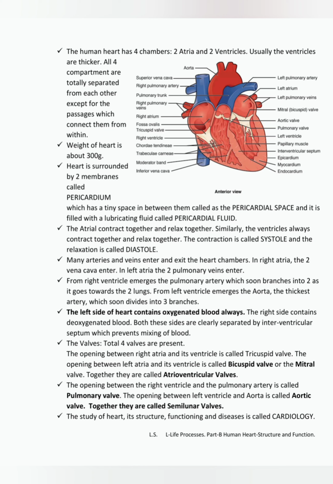The opening between the right ventricle and pulmonary artery is called the pulmonary valve. The opening between the left ventricle and aorta is called the aortic valve. Together they are called the semilunar valves. The study of the heart, its structure, function and diseases is called cardiology.